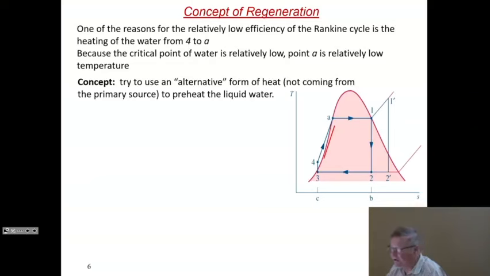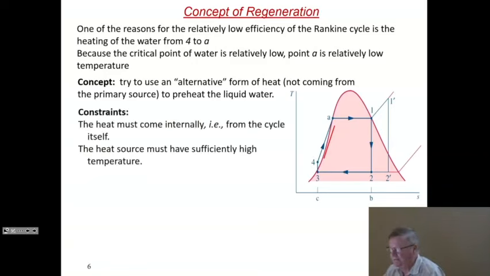So an alternative form of heating is to use heat that comes from this fraction of the liquid water to preheat the liquid that you're going to feed into the pump, or after the pump, the liquid that you're going to feed in the steam generator. If you do that, you use heat that comes internally from the cycle itself, not heat that comes from the boiler or the steam generator. But on the other hand, you have to have heat that comes at a sufficiently high temperature. So you have to have heat that comes from here somewhere, and use that to preheat the water here.